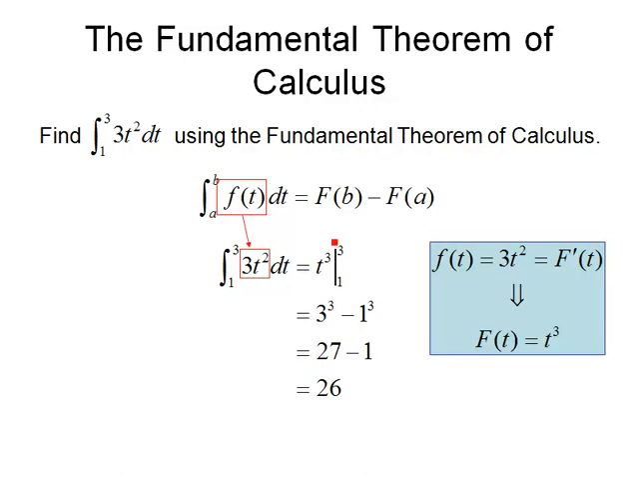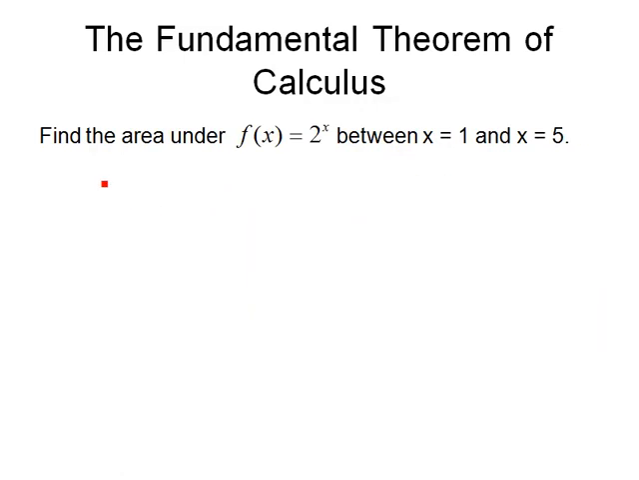So another way I could have written this out is I could have written the antiderivative here, t cubed. Putting the 3 and the 1 on the end here means put in 3, put in 1, and then subtract them. And this is just a convenient way of breaking up the whole antiderivative process with the putting the number in process.